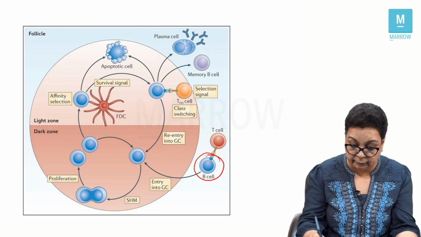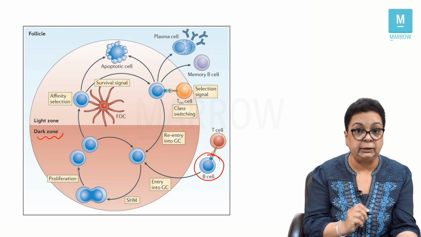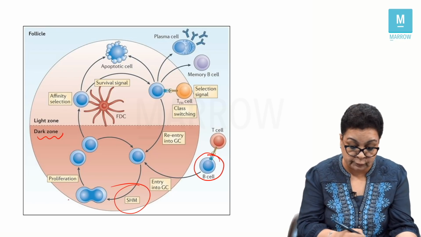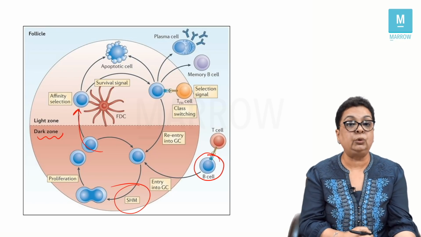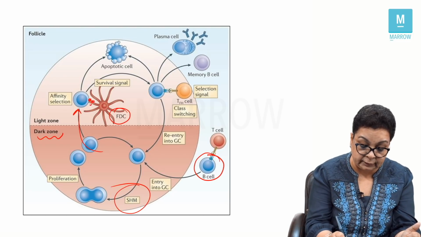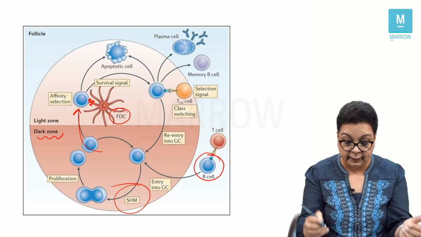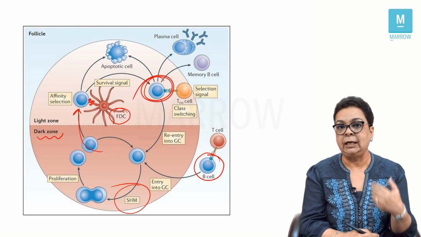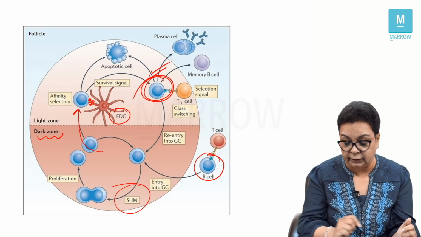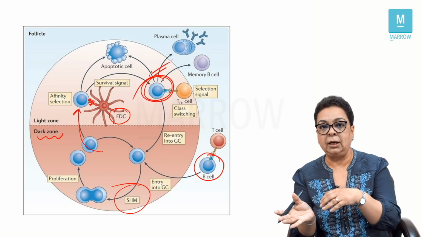That's our activated B cell. It has entered this dark zone of the germinal center, undergone somatic hypermutations, and as it is moving out into the light zone, the follicular dendritic cells are presenting the antigen and selecting out only those B cells which are producing higher affinity antibodies. And now these activated B cells will go to another cell.